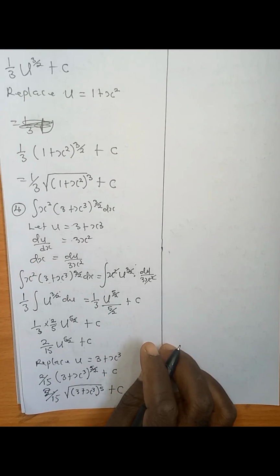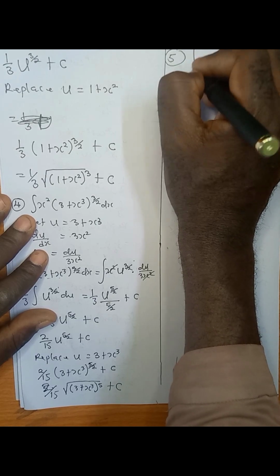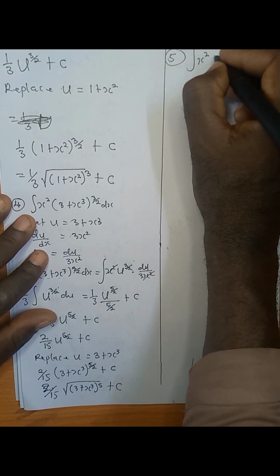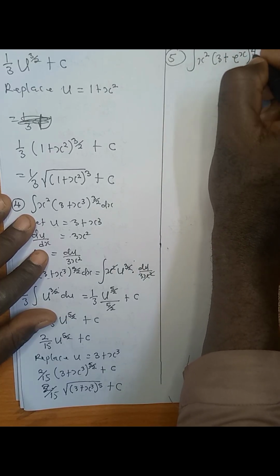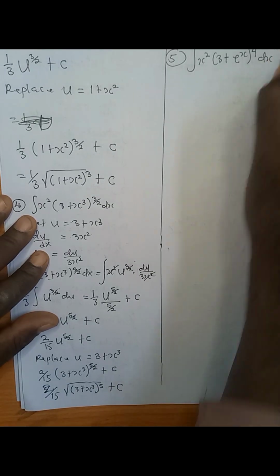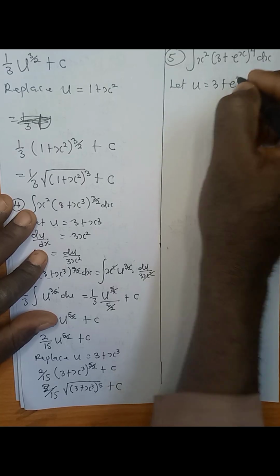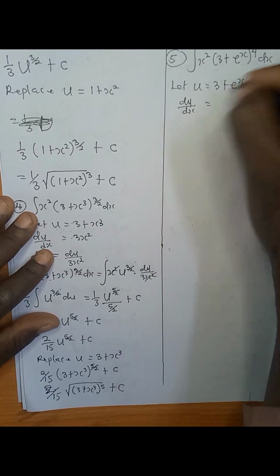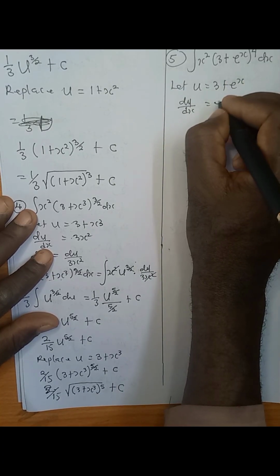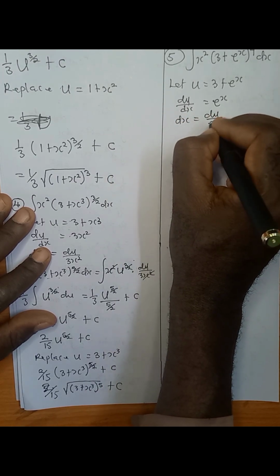Now, let us quickly take a look at the last example, number 5. If you are given this integral of x squared into 3 plus exponential x, everything raised to power 4 dx, then we say let u be equal to 3 plus exponential x. Then when we differentiate u with respect to x, when we differentiate 3, it will be 0. When we differentiate e raised to power x, it will still give us e raised to power x. Then when we make dx the subject of the formula, we have du over e raised to power x.